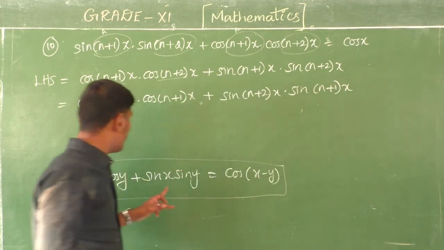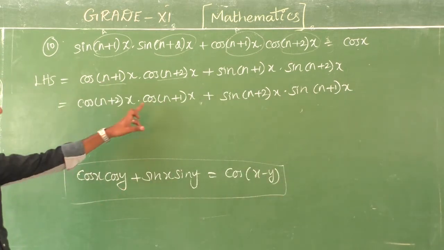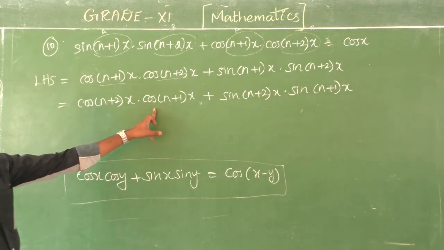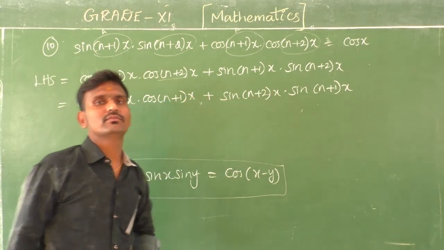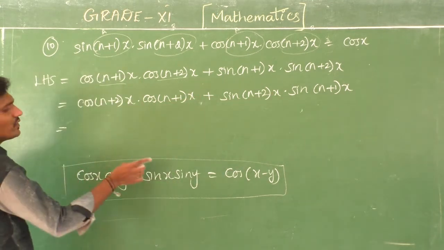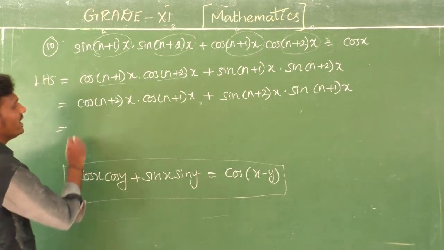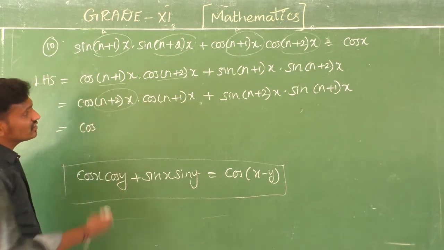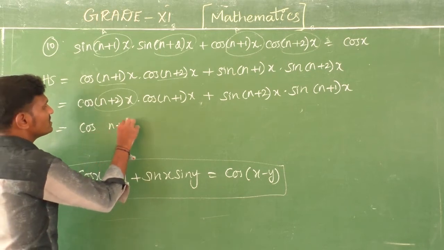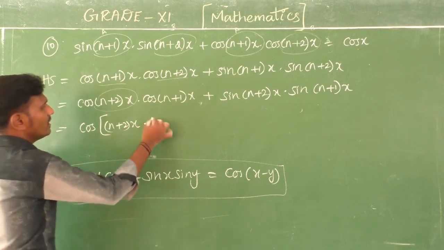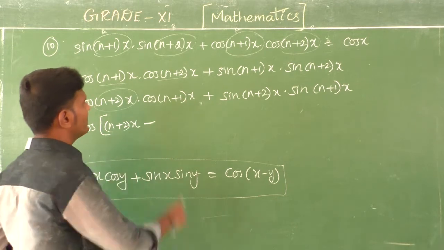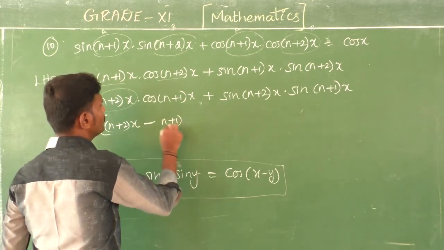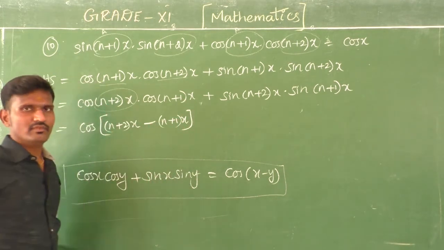So we have the format of cos x cos y and sin x sin y. So you have to use the formula cos(x minus y). Here you consider it fully by x, so (n plus 2) into x minus (n plus 1) into x. Have you got it, children?